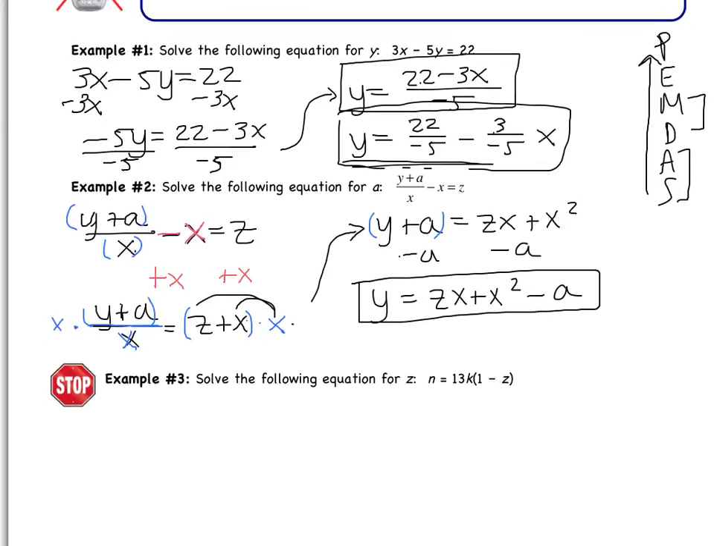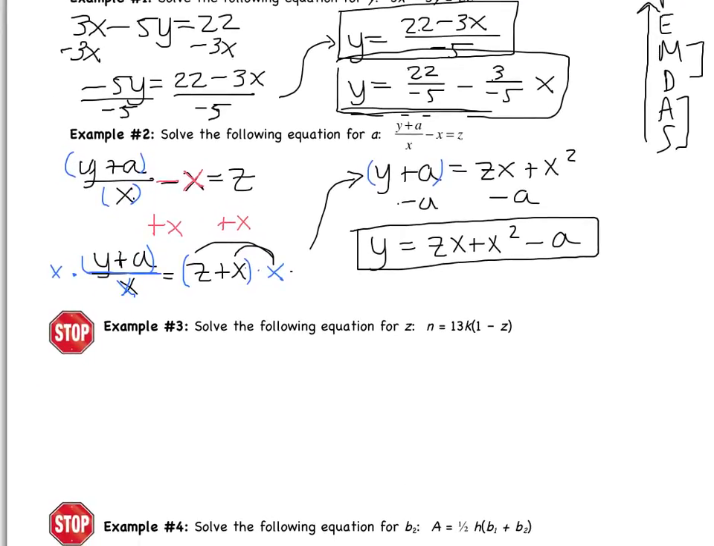Okay, example 3 is one for you to do. Pause the video and try this one on your own, please. Good luck.